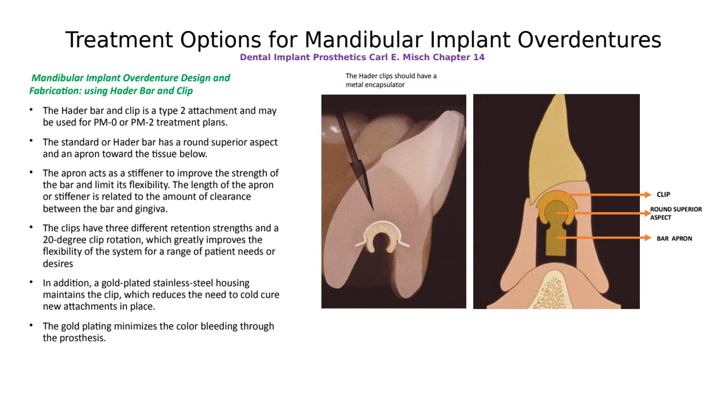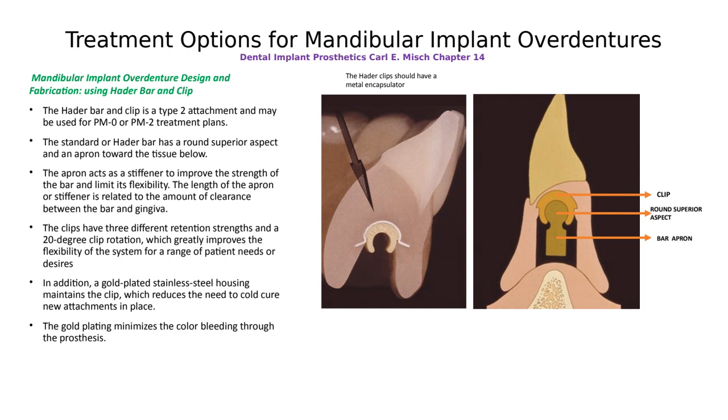So that plastic element is the one that allows the denture to have a little bit of movement. And the clips have 3 different retention strengths and up to 20-degree clip rotation, which greatly improves the flexibility of the system for a range of patients' needs and desires.